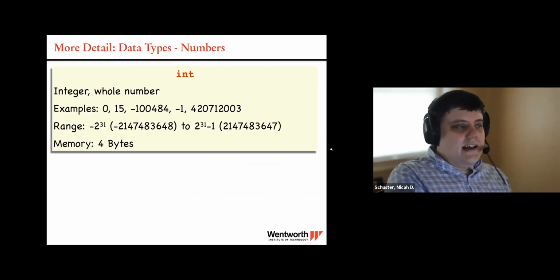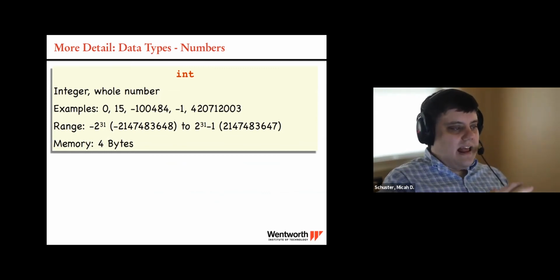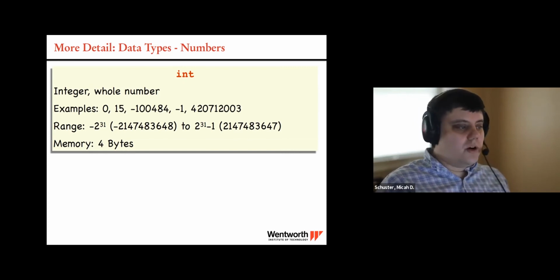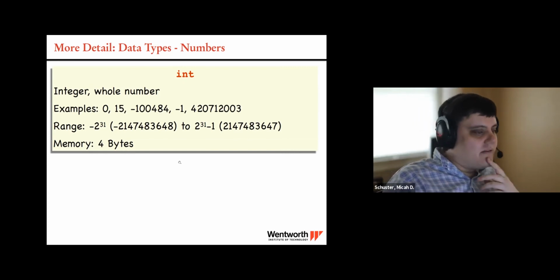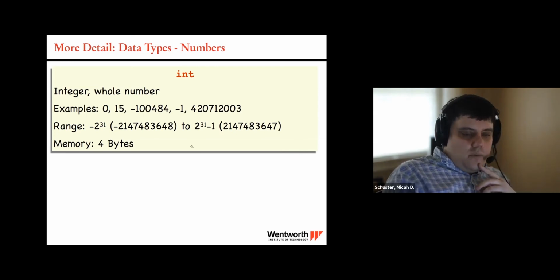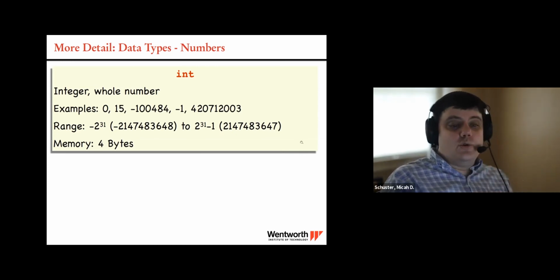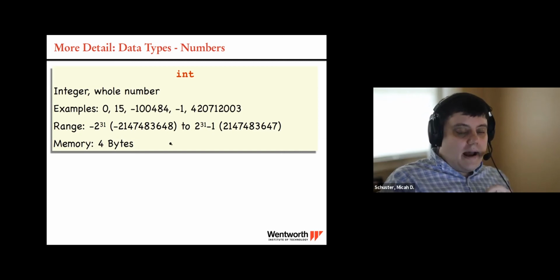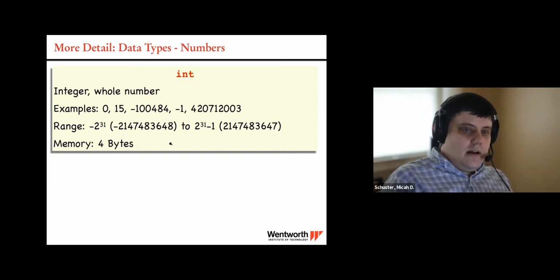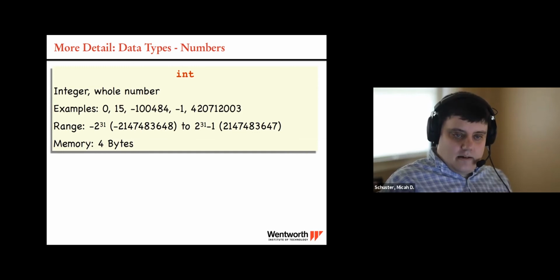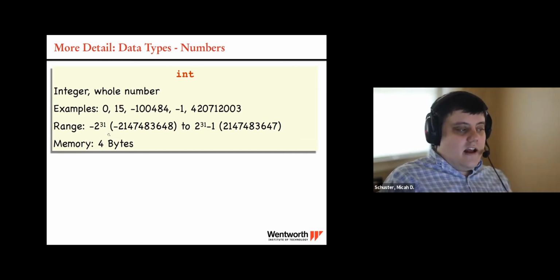I want to give some more details on these types that we talked about earlier. An int is an integer, a whole number. Here are a few examples. They can be positive, they can be negative. There is a range though, and this is related to the memory. An int is 4 bytes. There are 8 bits in 1 byte, so this is a 32-bit number. For an integer, that goes between negative 2 billion and change to positive 2 billion and change.